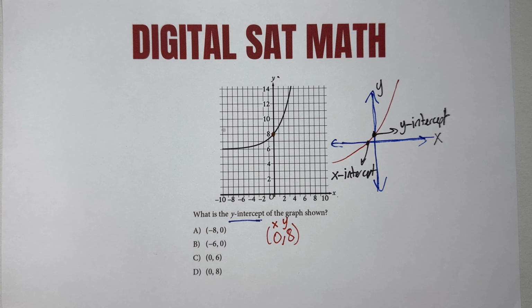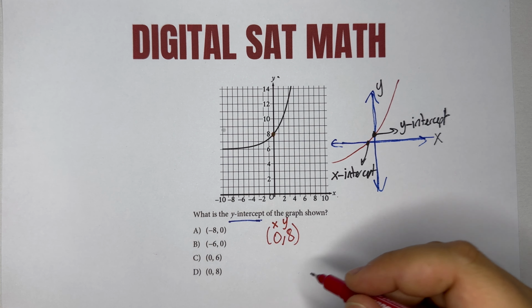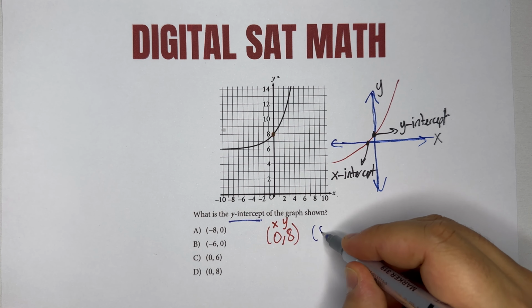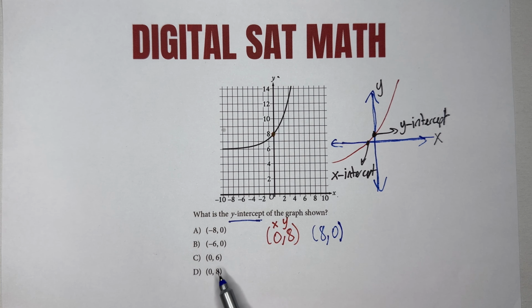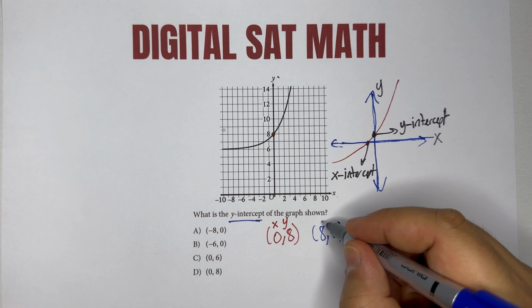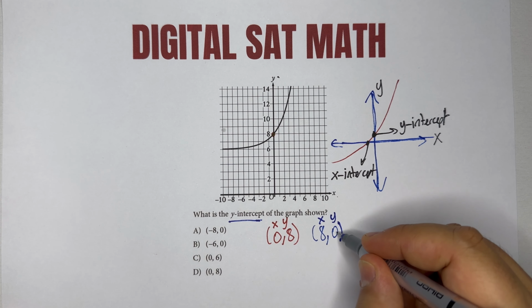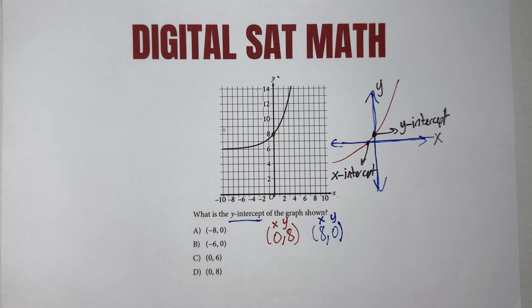Some of the students may think that the answer is (8, 0), which is not even given in the choices though, but this is going to be wrong because the first value in these ordered pairs is always the x value. Okay, so the right choice in here, A is given as (-8, 0).